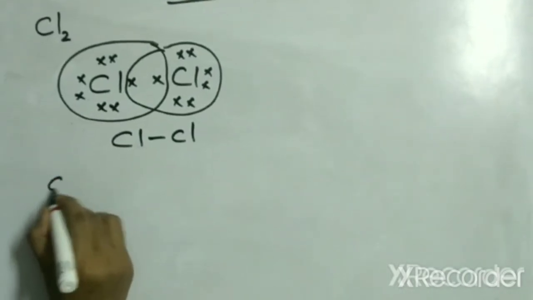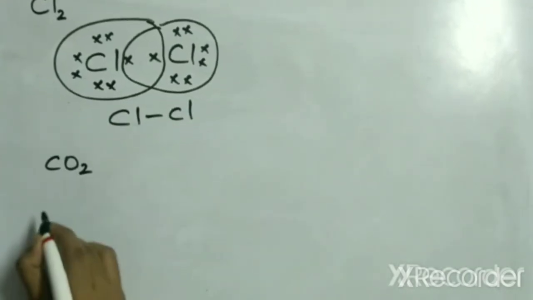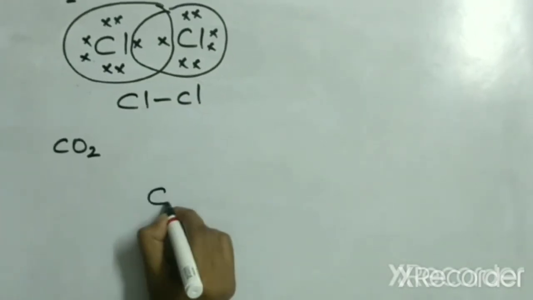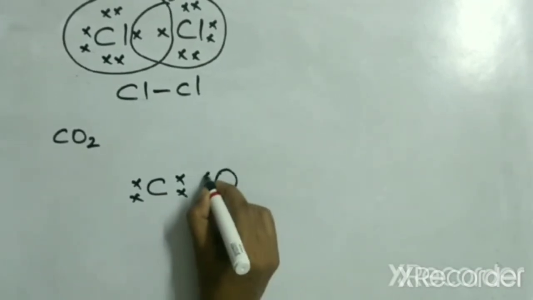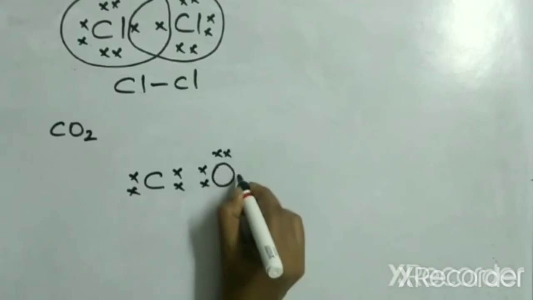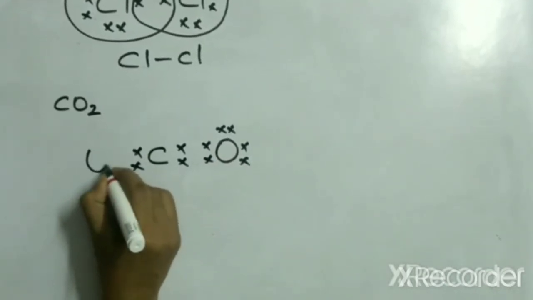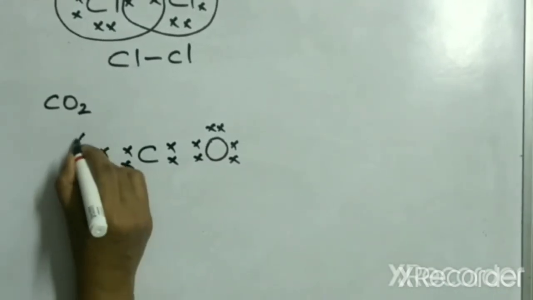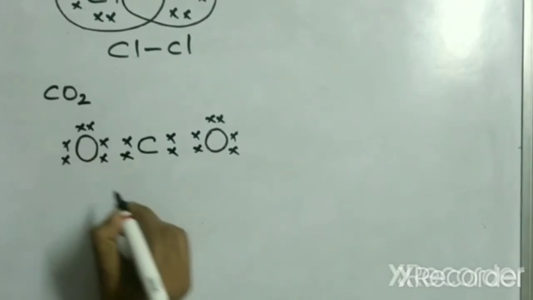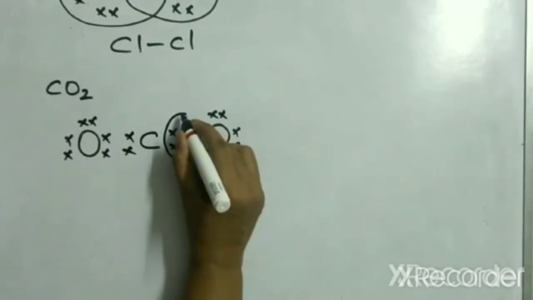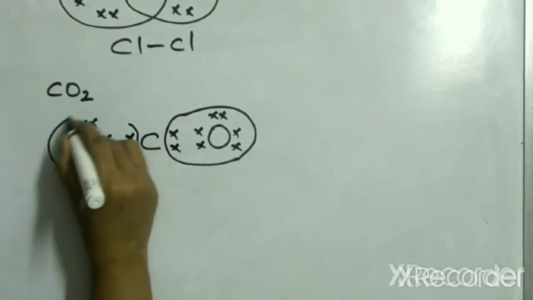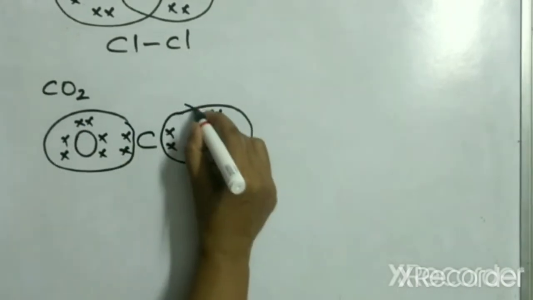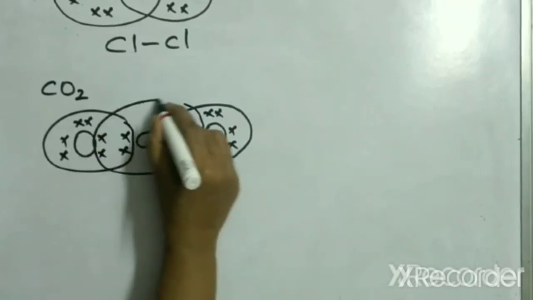Now consider carbon dioxide. Carbon has 4 valence electrons. Each oxygen atom has 6 valence electrons. Each oxygen atom requires 2 more electrons to get octet configuration. Therefore, out of 4 valence electrons in carbon, 2 of them will be shared with one oxygen atom and the other 2 electrons of carbon will be shared with the other oxygen atom. You can see that each oxygen atom contributes 2 electrons for sharing with carbon atom.